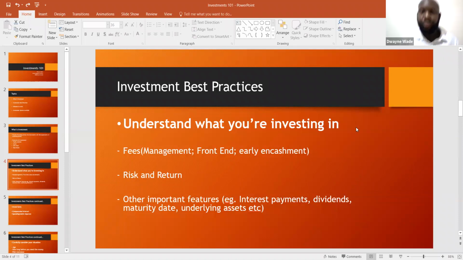Okay, yes. Other important features such as interest payments, if any.